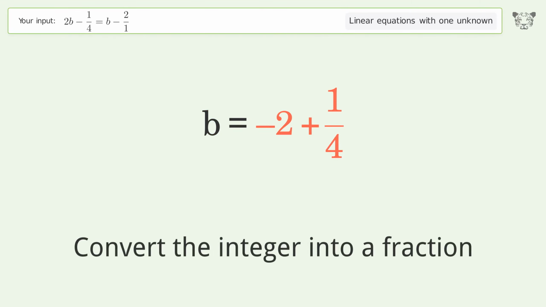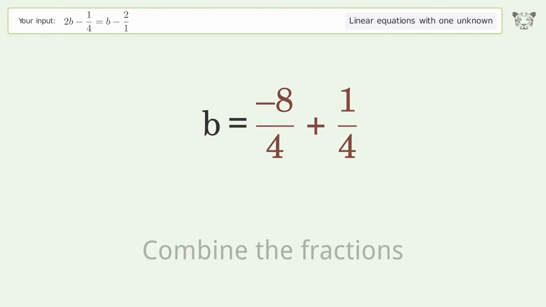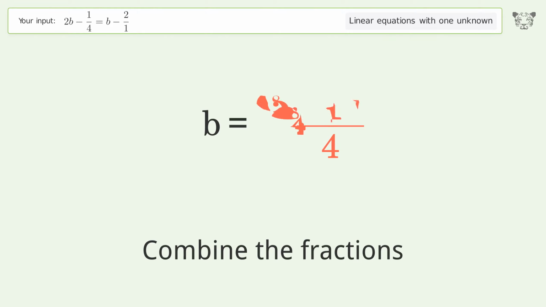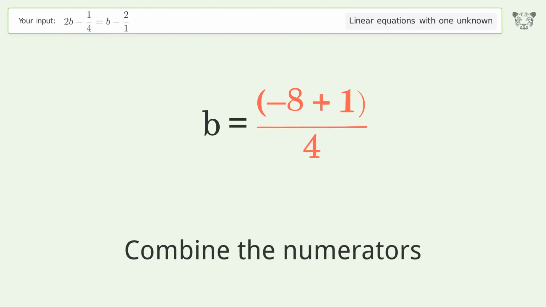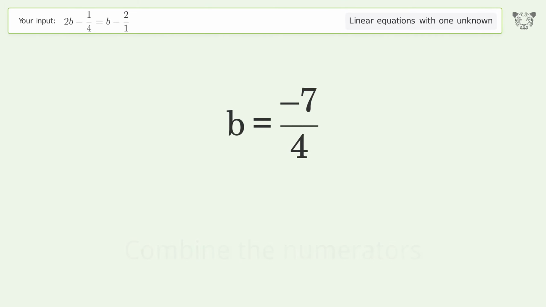Convert the integer into a fraction. Combine the fractions. Combine the numerators. And so the final result is b equals -7/4.